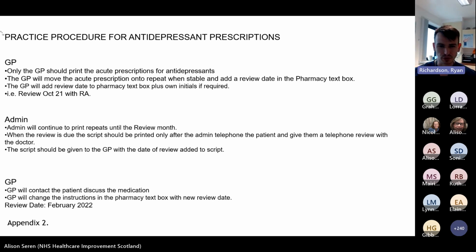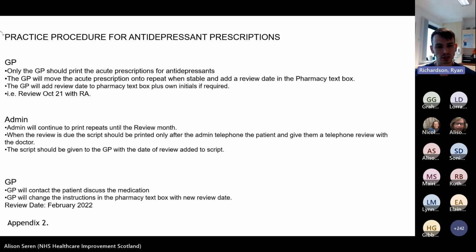So the way that we dealt with our antidepressant acutes was that when practitioners received a request for an acute antidepressant, they had to do a review and then mark the review date in the pharmacy text. So this would allow the patient to get this on repeat up until the point at which it was due another review, and then it would go back to a practitioner and they would do the review again and then mark on the next review date.